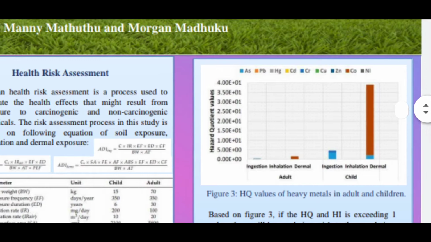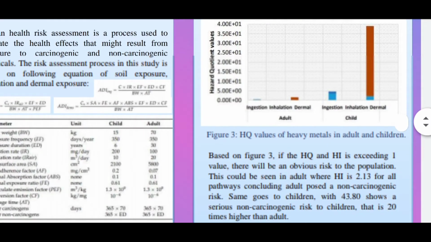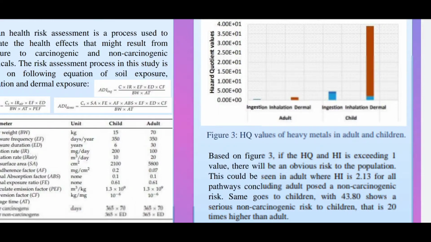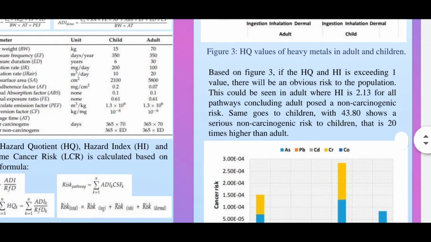Next, this figure shows hazard quotient or non-carcinogenic effect. If the HQ and HI are exceeding 1, this shows there is an obvious risk to the population. As you can see, adults recorded 2.13, while children, which is 20 times higher, 43.80, shows a serious non-carcinogenic risk.